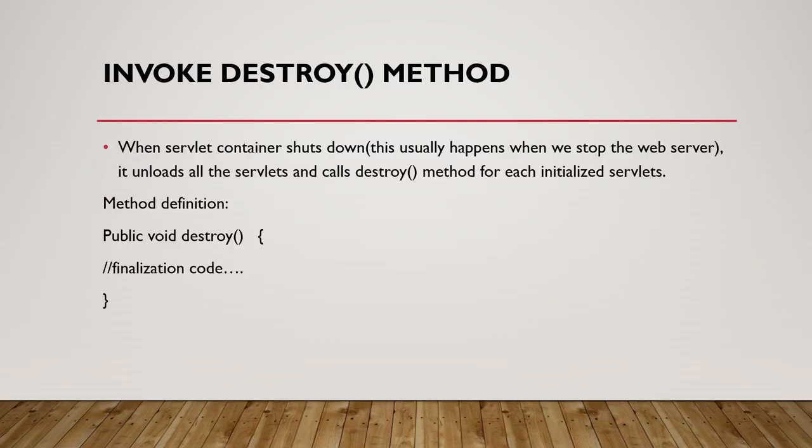This is the destroy method. This is the final method. It is called when the servlet container shuts down, which usually happens when we stop the Tomcat server. It unloads all the servlets and calls the destroy method for each initialized servlet. Usually, this method gives the servlet a chance to close the database connection, halt background threads and perform other such cleanup activities. This is the method definition, public void destroy, and you have to mention the finalization code.